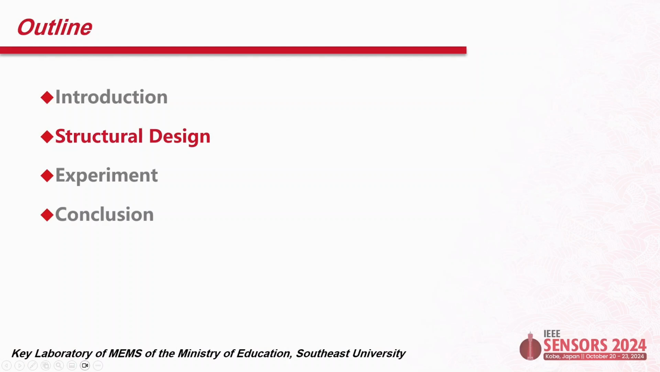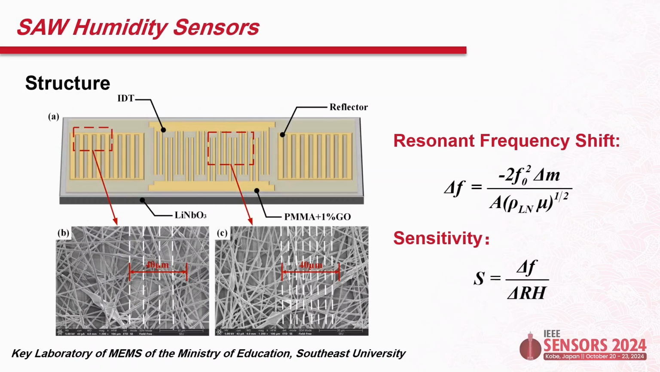Next, I'll talk about the structured design of the SAW humidity sensor. The surface acoustic wave device consists of the piezoelectric substrate and the interdigital transducer in the central area with Bragg mirrors placed on both sides. The humidity-sensitive material was electrospun on the SAW resonator. The interaction of the sensitive material with ambient humidity induces mass changes that consequently influence the initial resonant frequency F0 and the sensitivity of humidity sensors.